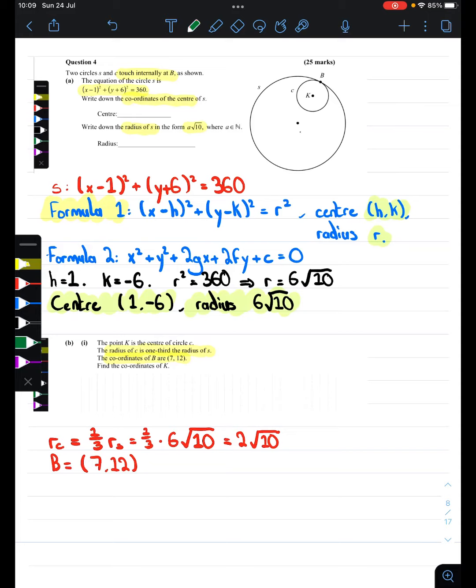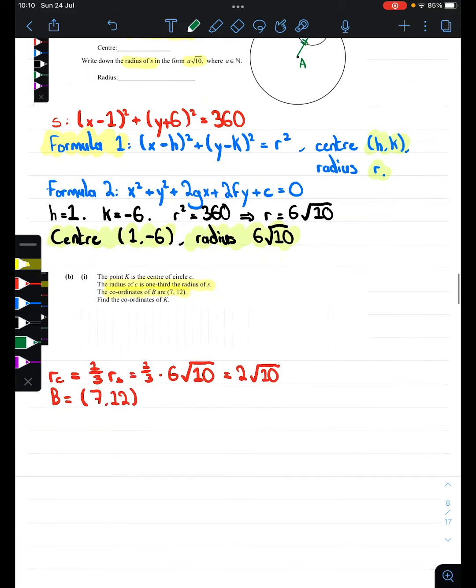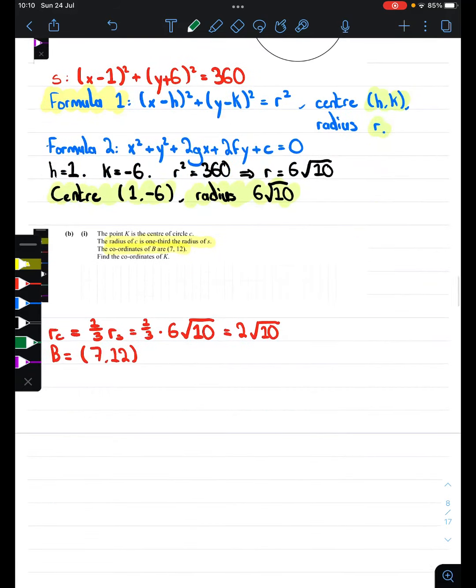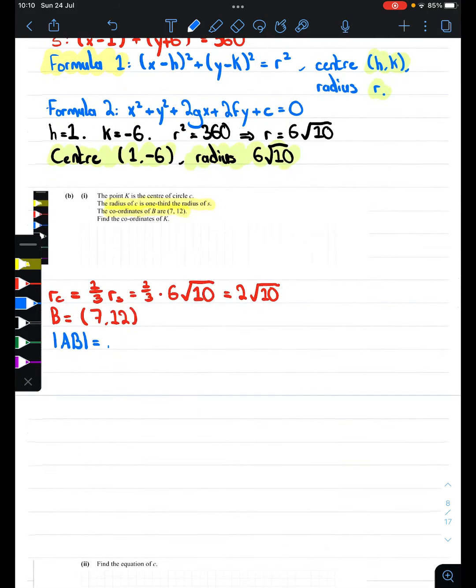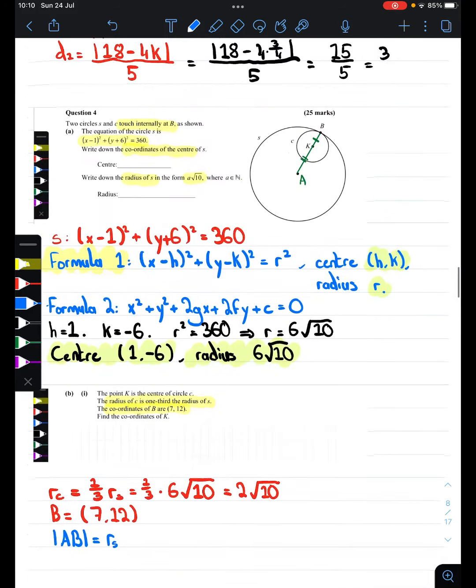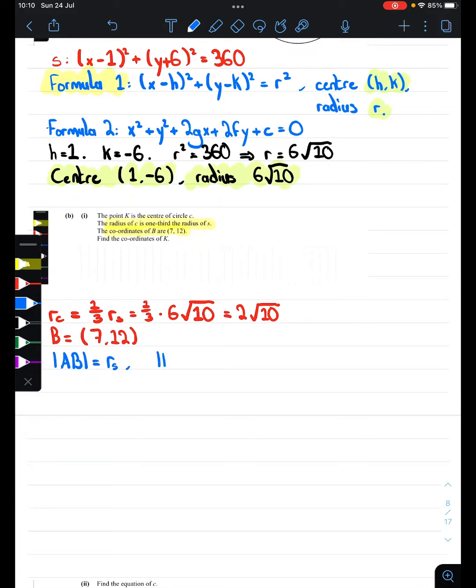Okay, so let's take a look at this diagram. We're going to call the center of S A, and let's connect A and B. We know that K is on the line here, and we have this line K to B, and this line A to K. We know that AB is the radius of S, so AB equals RS, and KB is the radius of C.